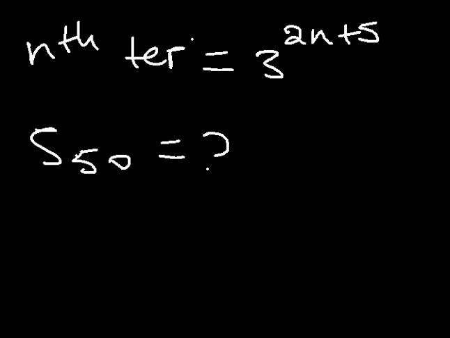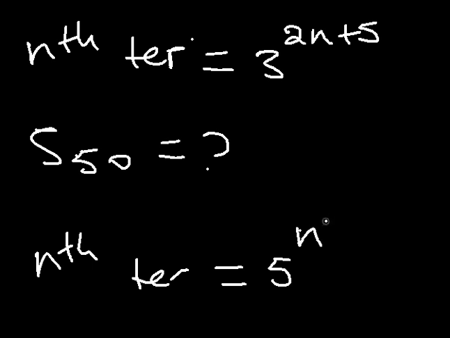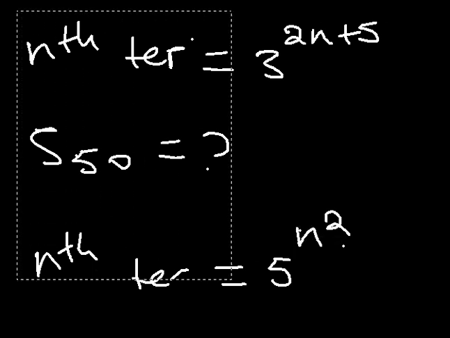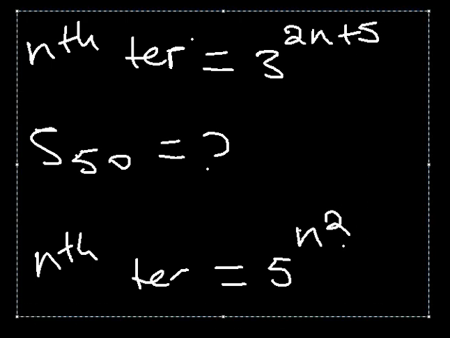And also, how about if we have the nth term given as, let's say, 5 to the power, let's say, n squared? What is the actual sum of, let's say, 70 terms for this particular geometric progression? So you just have to know how we can work it out in that case.